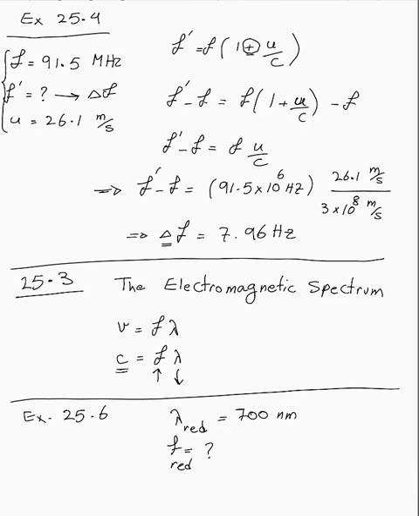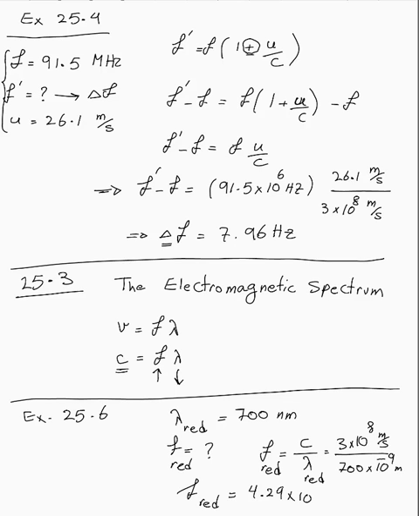So what I need to do is simply find the frequency by dividing c by lambda. So I'm going to divide 3 times 10 to the power of 8 meters per second by 700 nanometers, which is 700 times 10 to the power of negative 9 meters. And then the frequency of red light is 4.29 times 10 to the power of 14 hertz.